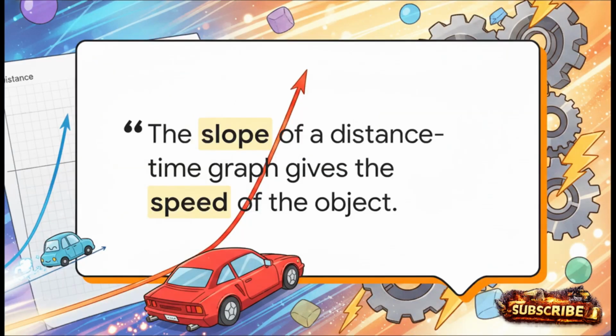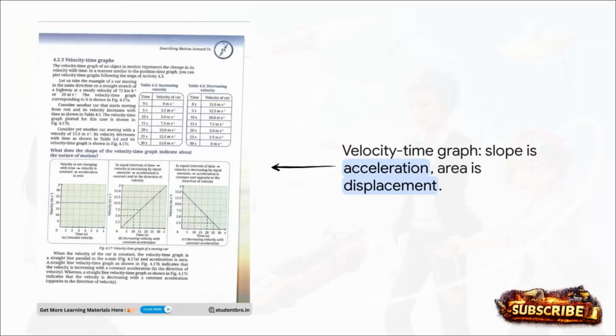I really want you to remember this golden rule. The slope of a distance time graph gives you the speed of the object. It's that simple. The steeper the slope on that graph, the faster the object is actually moving in the real world. If you plot two cars on the same graph, the line that points higher up faster definitely belongs to the faster car.